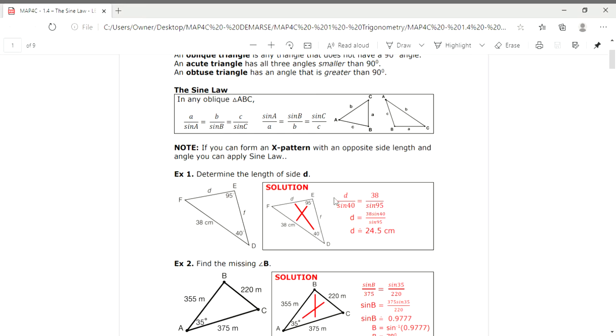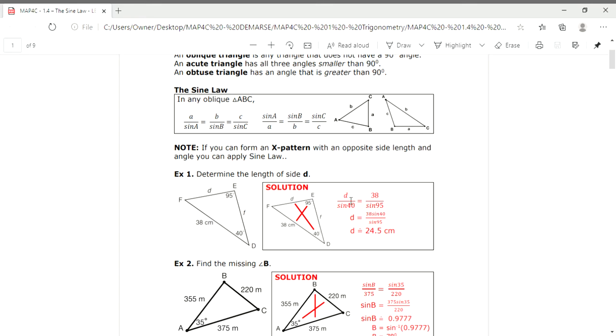We don't have that though, we have the E's, so let's use the E's. E over sine E is 38 centimeters divided by sine of 95 degrees. So first, set up your equation. D over sine D is equal to E over sine E. Then from here on out, we're going to be solving for what we need, which is side length of D.